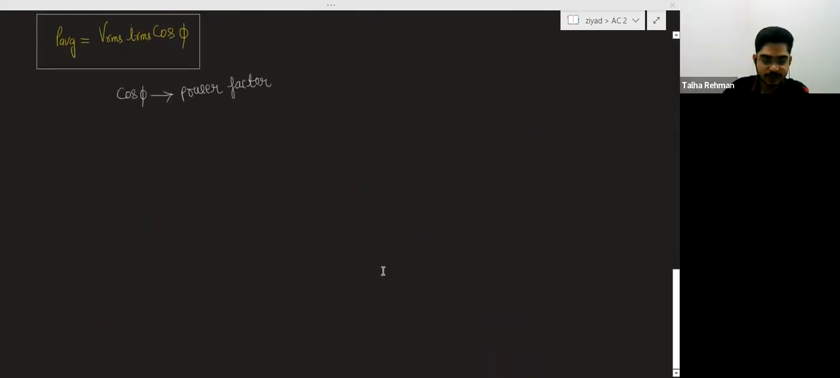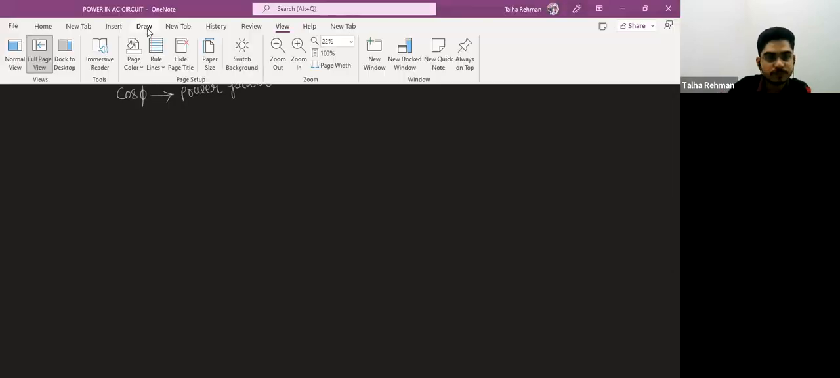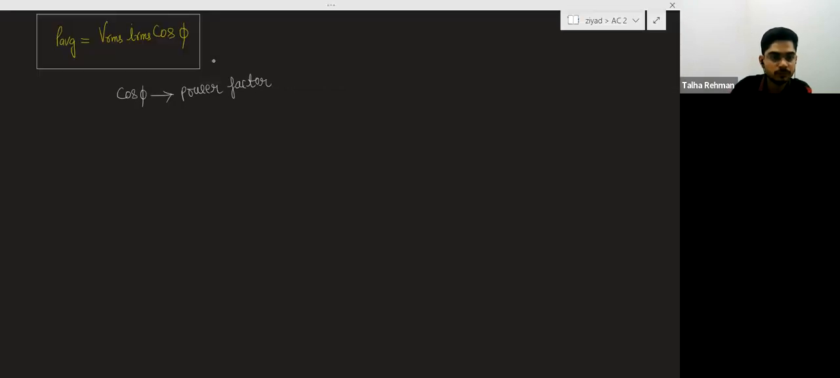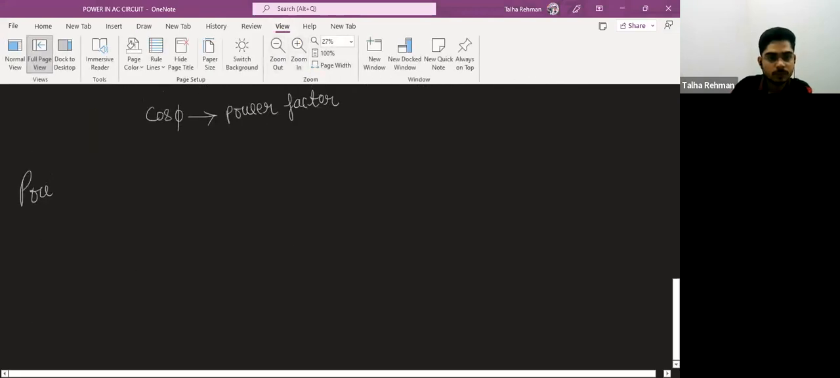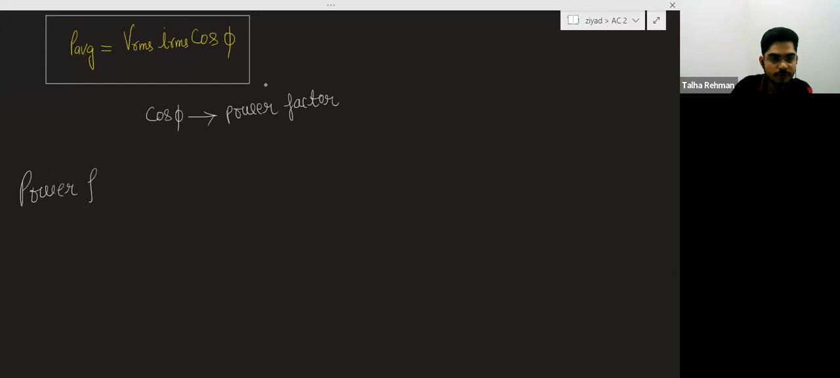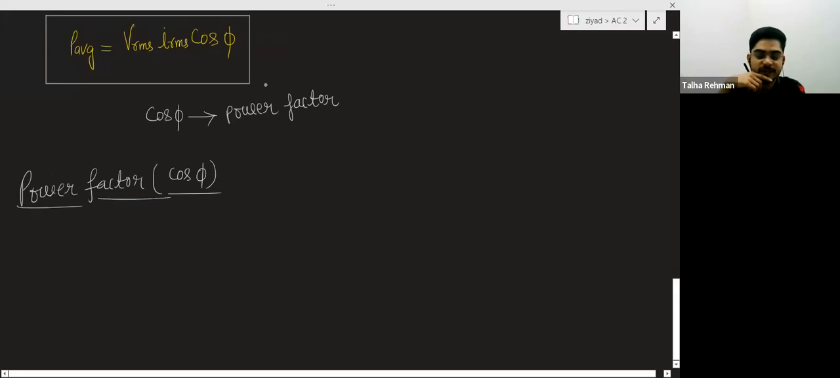So now we will discuss power factor. What is power factor? Cos phi. And what is phi? Phi is the phase difference between the current and voltage.